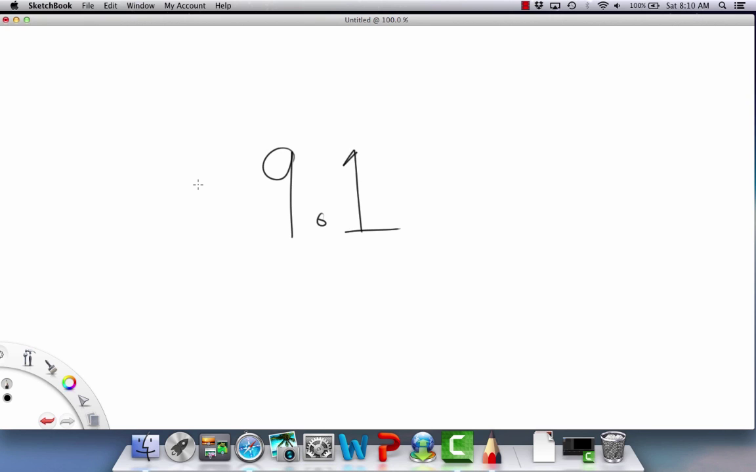Entitled Applications of the Integral and Taylor Polynomials. So two important applications of the integral are arc length and surface area. So arc length, we'll start with that.